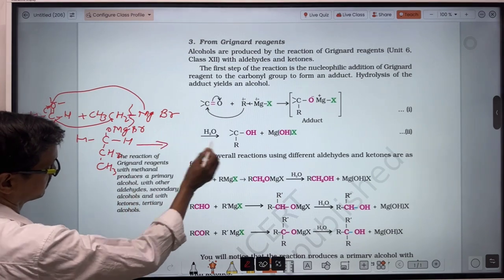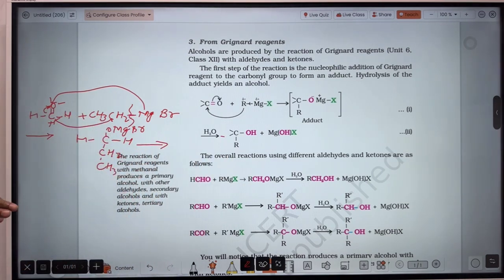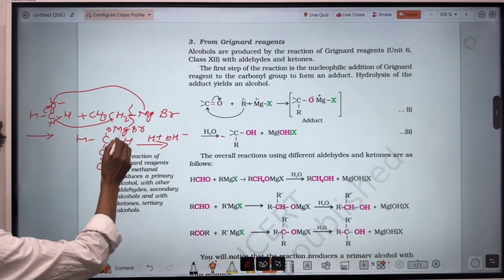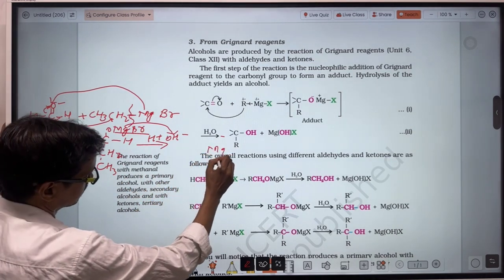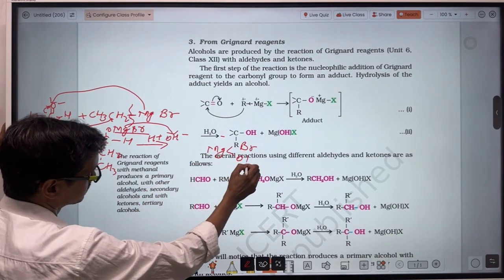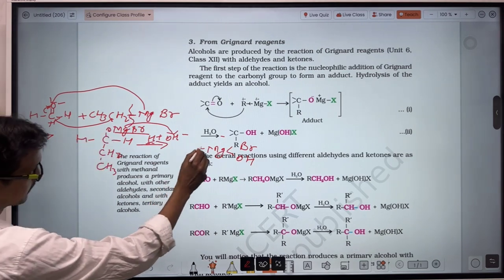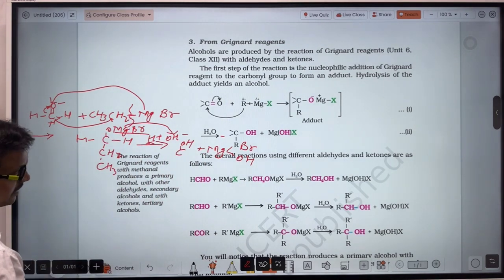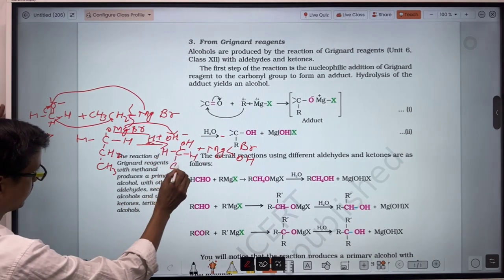After that, when you pass water here, there will be H plus and OH minus ions. Magnesium will combine with the OH part, so that becomes Mg, Br and OH. And this hydrogen will combine to this oxygen. Here is carbon, and the oxygen was already there. With that oxygen, hydrogen will get bonded.